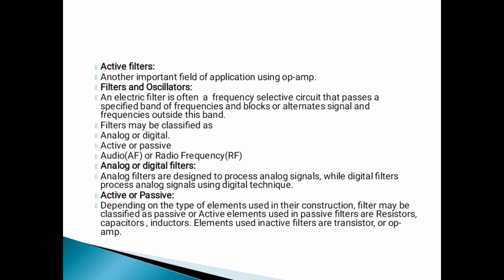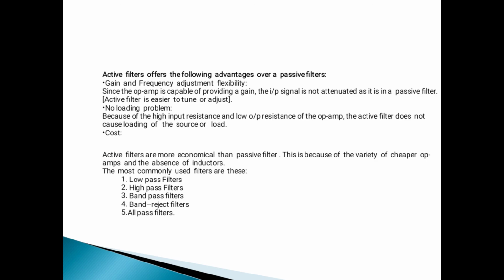Active filters are another important field of application using op amps. Filters and oscillators: an electric filter is often a frequency selective circuit that passes a specified band of frequencies. Filters may be classified as analog or digital, active or passive, audio or radio frequency. Analog filters are designed to process analog signals, while digital filters process signals using digital techniques. These commonly use active and passive components.